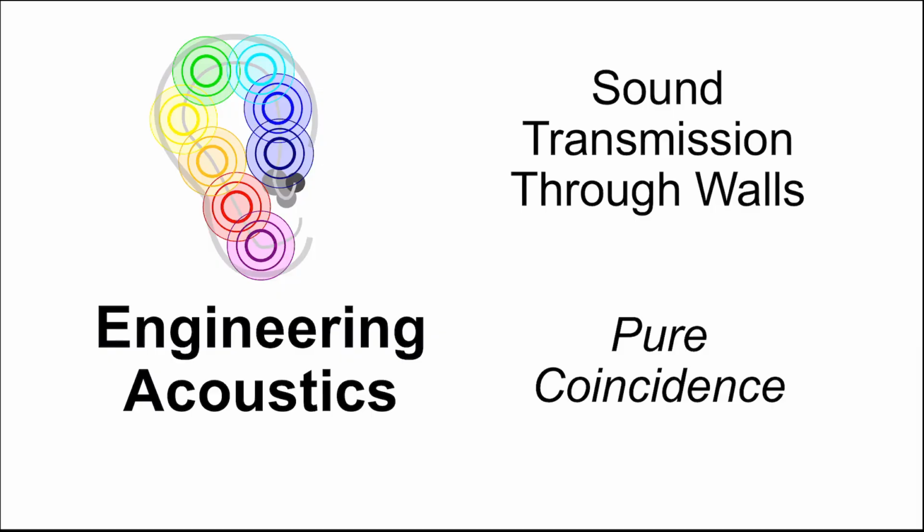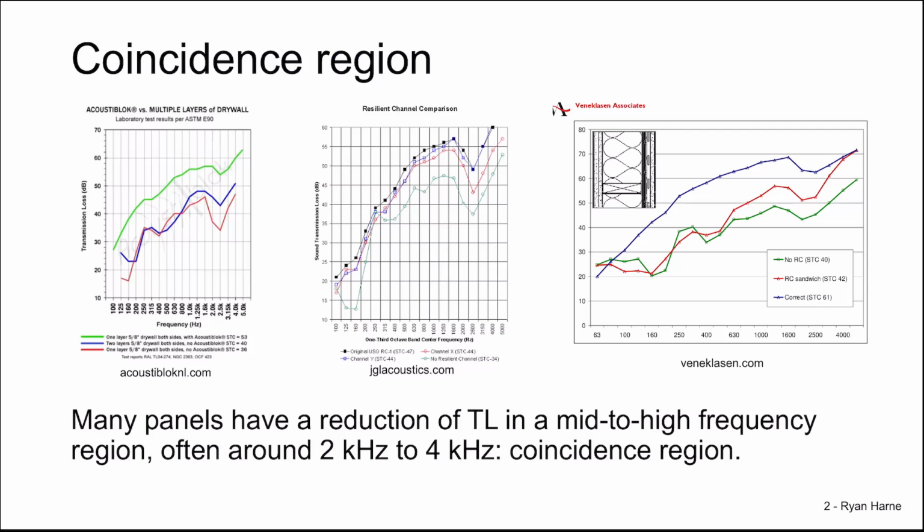So let's get started. As we look at transmission loss data for a wide variety of panels, we uniformly find a local reduction of transmission loss in the frequency range around 2 kHz to 4 kHz. This is the coincidence region. What are the fundamental mechanisms that result in this local reduction of transmission loss?